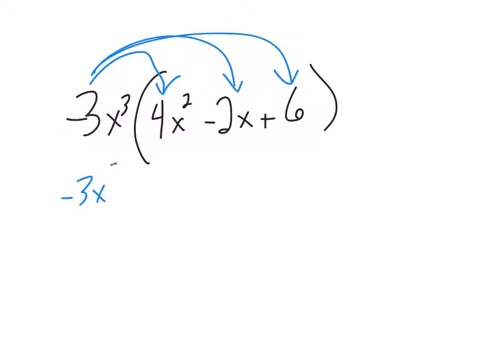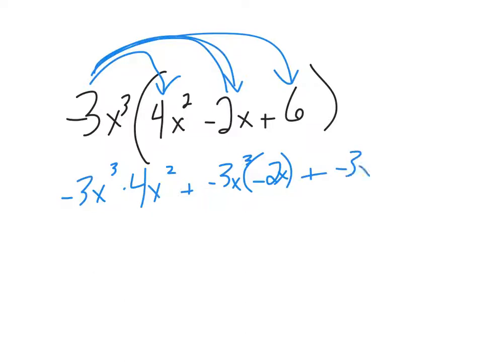They've combined it and shown you multiplication problems here, that this would be negative 3x to the third times 4x to the second. Then distributing the next part, we'll add the second part, which is negative 3x to the third times negative 2x, because we're multiplying. Then we add the last part, which is negative 3x to the third times 6.